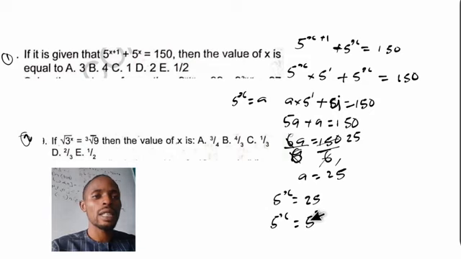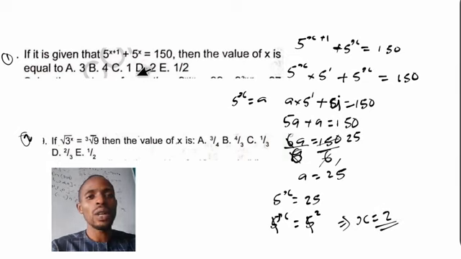Since they have the same base, we cancel the base. It means that our s is equal to what? 2. Therefore, s is equal to 2. So the answer to this question is 2, that is option D. Do you see that it is very simple now?